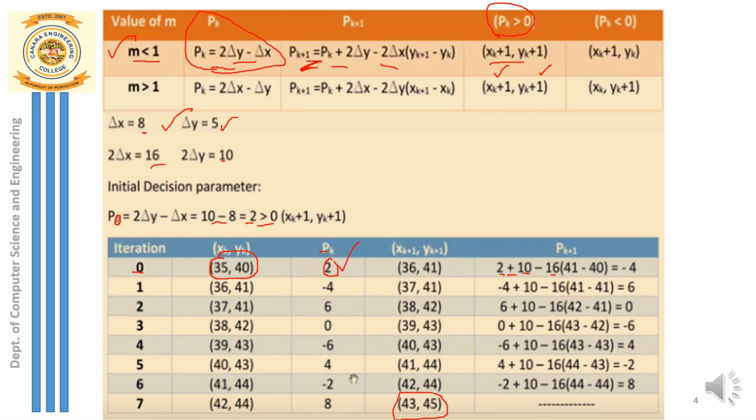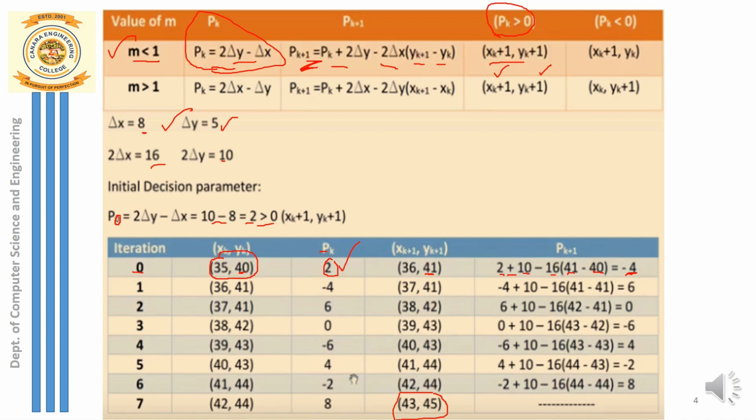So minus 16, and inside the bracket, what do you have to do? yk plus 1 minus yk. What is yk plus 1 over here? The yk plus 1 over here is nothing but the y coordinate you have just calculated. It is 41. yk plus 1 is 41. And what is minus yk? yk is our previous y coordinate. How much is it? 40. So 41 minus 40, that you're supposed to do. You calculate this, and the answer you get here is minus 4. And remember, this minus 4 is going to be our next decision parameter, that is pk plus 1. So you're ready now for the next iteration.